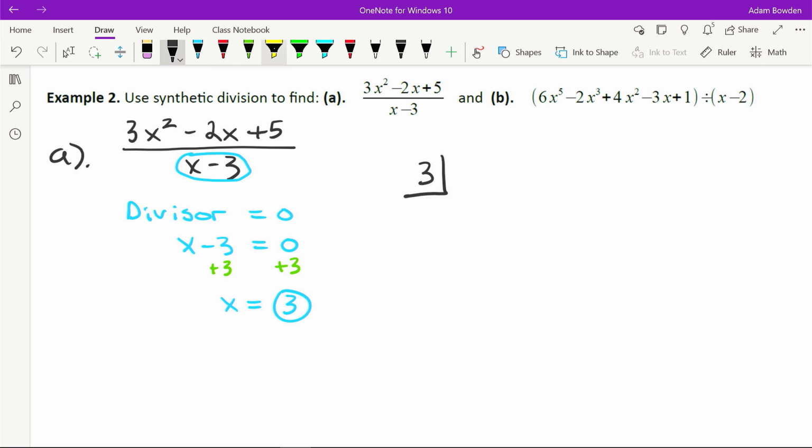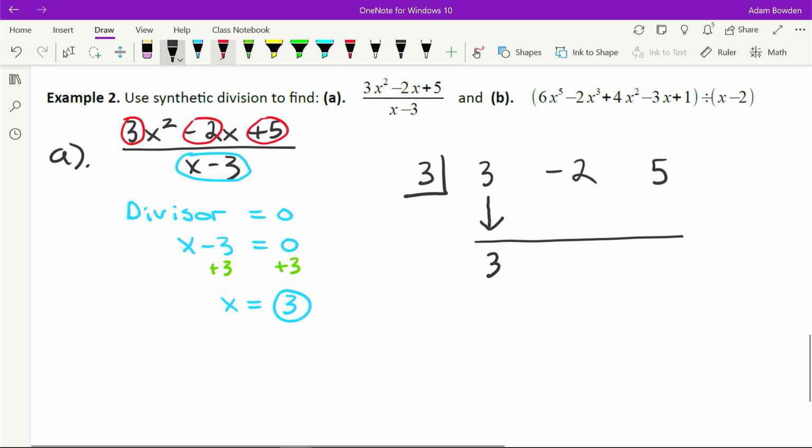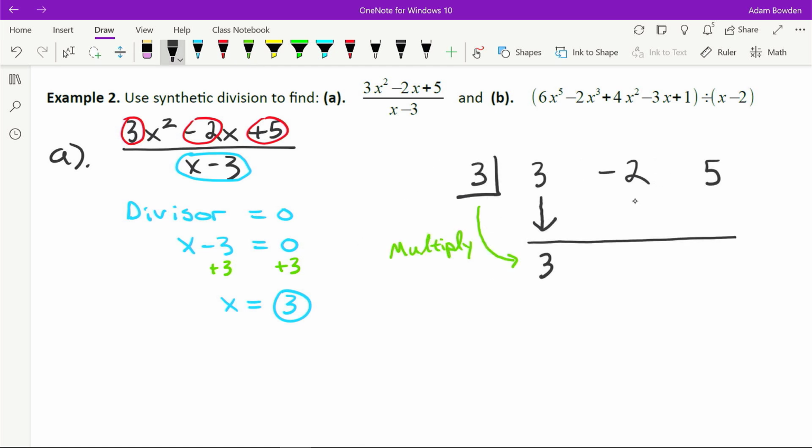And then we're going to take just the numbers from on top. The 3, the negative 2, and the 5, what we're dividing into. None of the x's, just the numbers. We're going to write that down next to our divisor of 3. So this is how we start with synthetic division. The process of synthetic division, we start by dropping down the first number straight down. So we bring that 3 down straight away. Then we take our divisor number of 3 and we multiply it times the other number down below. So if we multiply 3 times 3, we get 9.